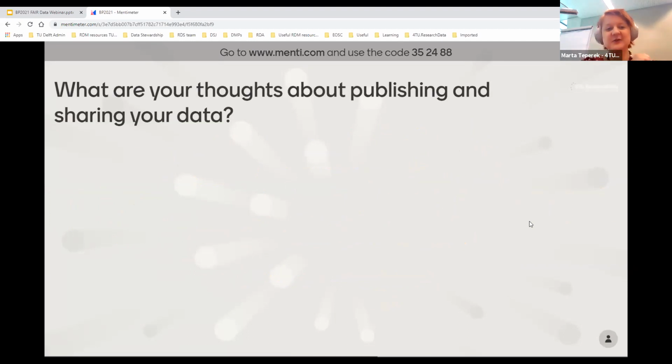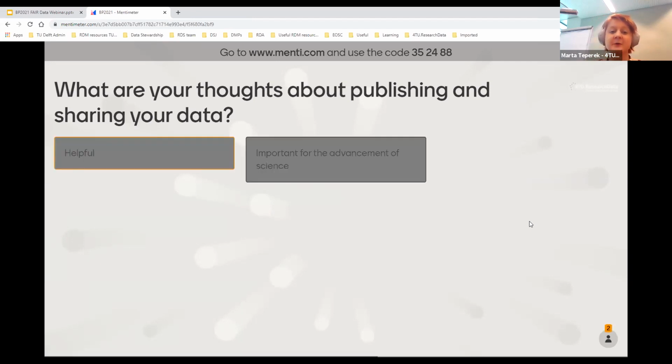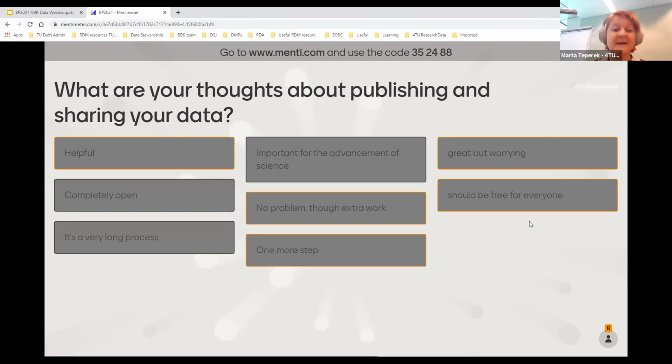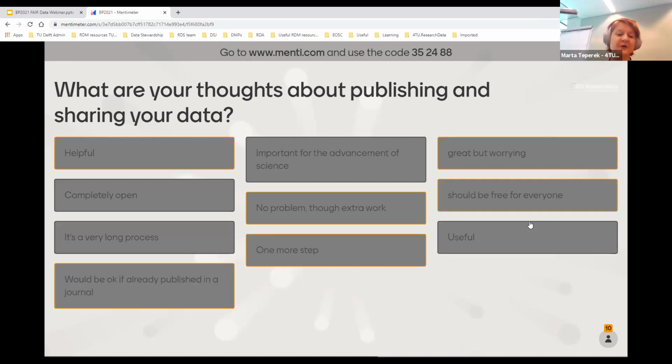One of the second last questions I wanted to ask you: what are your first thoughts if we were to ask you what you think about publishing and sharing your research data? Any initial associations, reactions that you have about publishing and sharing your data? First words that come to mind, feelings, experiences, opinions. Maybe no thoughts. Helpful, important for the advancement of science, nice. Great, but worrying. Should be free for everyone. No problem for extra work, indeed. One more step, completely open. It's a very long process, useful. Would be okay if already published in a journal. Fundamental for the common advance in science.